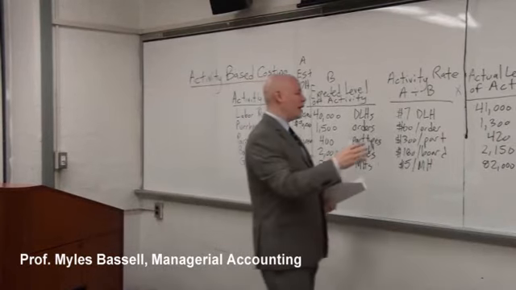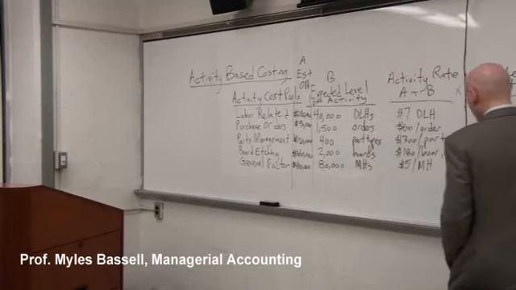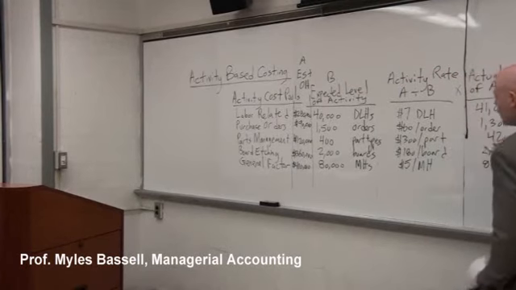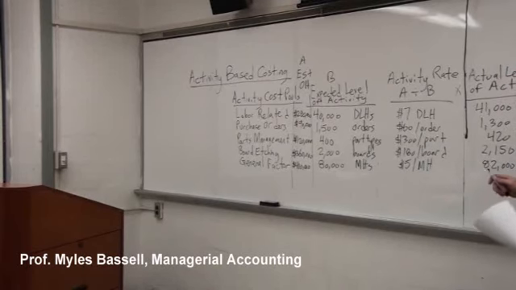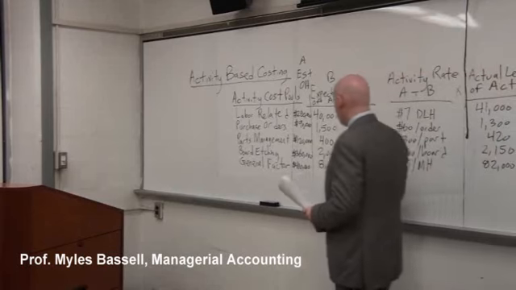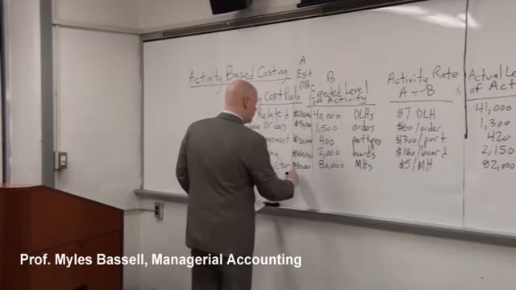So here the number of direct labor hours has increased, the number of purchase orders has decreased, the number of part types has increased, the number of boards has increased, and the number of machine hours has also increased. This is 1,250,000. That's it.